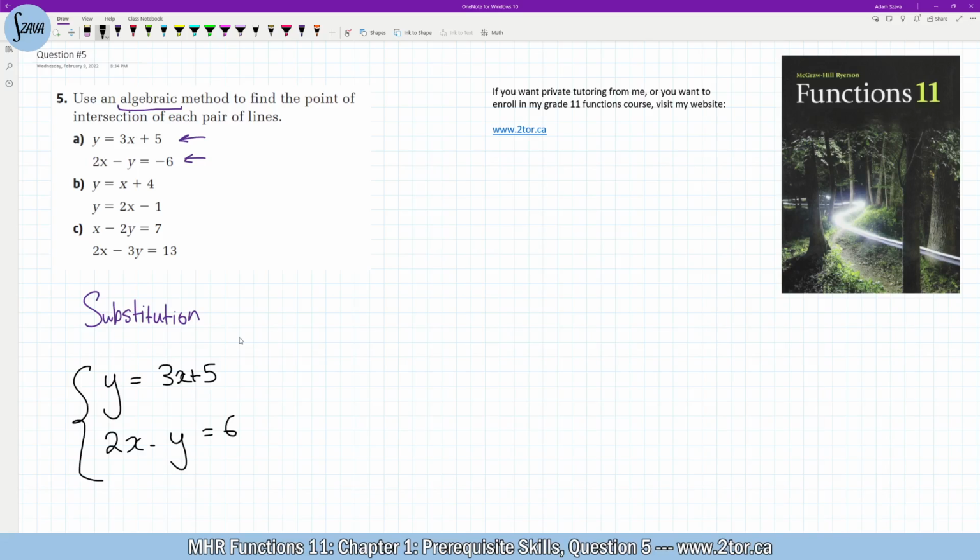The way we want to solve this is to make sure both of the equations are written as y equals mx plus b. They both want to be in slope-intercept form. So the first one is, and now we just have to take the second equation and turn it into slope-intercept form. So 2x minus y equals 6.